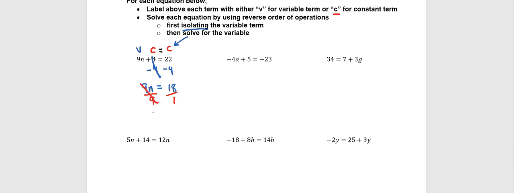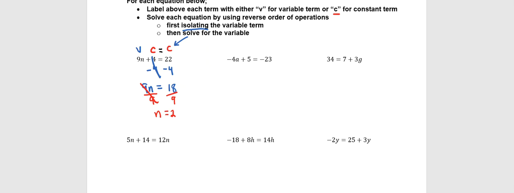And now my 9's are going to cancel out, and I should get a nice clean answer of n equals 2. So you see in our final answer, we have the n all by itself. It's isolated, but it's fully reduced down to just being 1n instead of the 9n that it was. So our final answer is n equals 2.